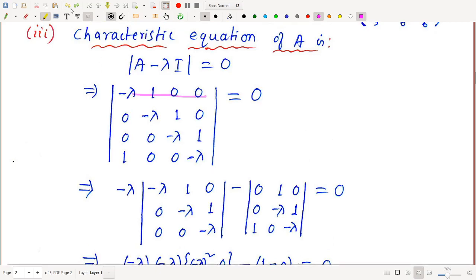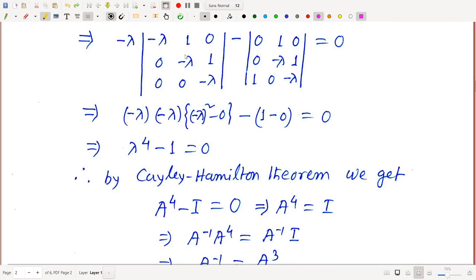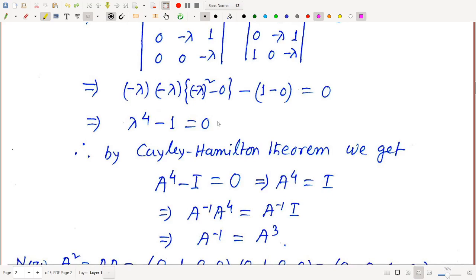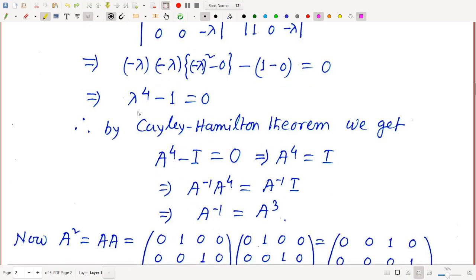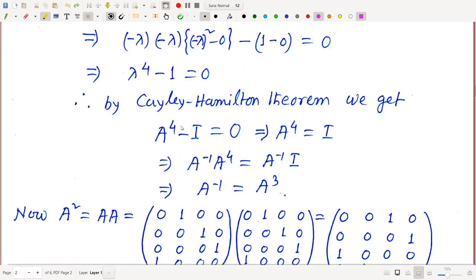Again we expand this determinant. Two zeros are here, so it will be just minus lambda into minus lambda into minus lambda minus 0. These two elements are 0, so only this part. For 0 0 1, only 1 into 1 minus 0, so 1 minus 0. So finally we have got lambda to the power 4, and here also minus 1 squared, so it will be just lambda to the power 4 minus 1 equal to 0. This is the characteristic equation.